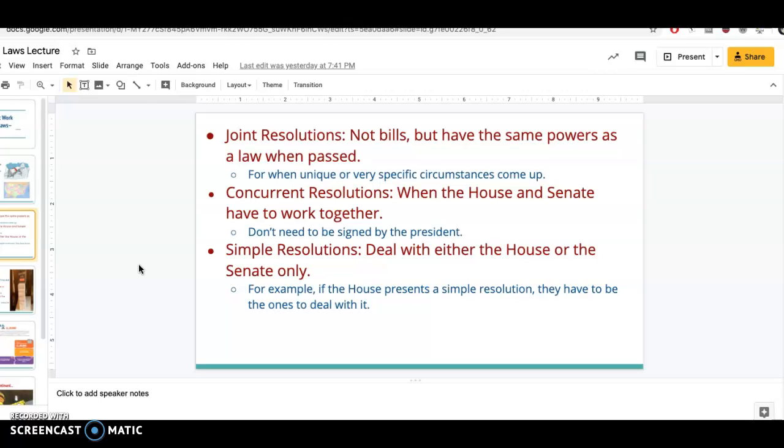Next is concurrent resolutions. That's when the House and Senate have to work together, and concurrent resolutions do not have to be signed by the president to get passed like a bill does. Simple resolutions, or just resolutions, deal with either the House or the Senate only. So if the House comes up with something as a simple resolution, they have to be the ones to settle it. The Senate cannot come in and go, oh, hey, here's our 2 cents on this. They have to leave it alone and let the House deal with it.